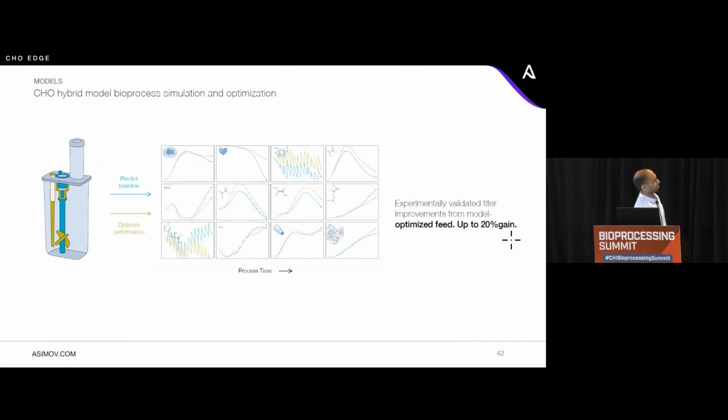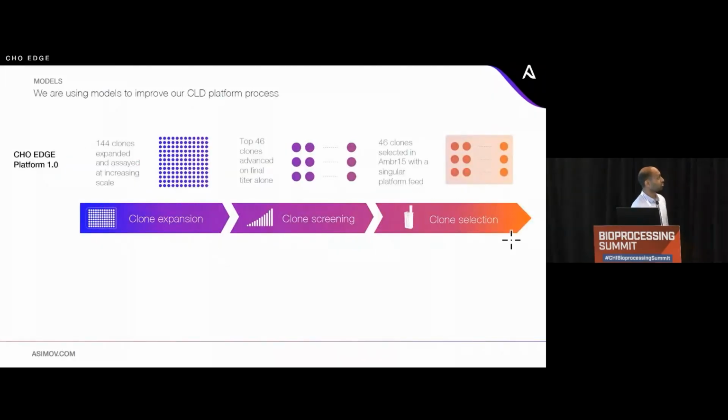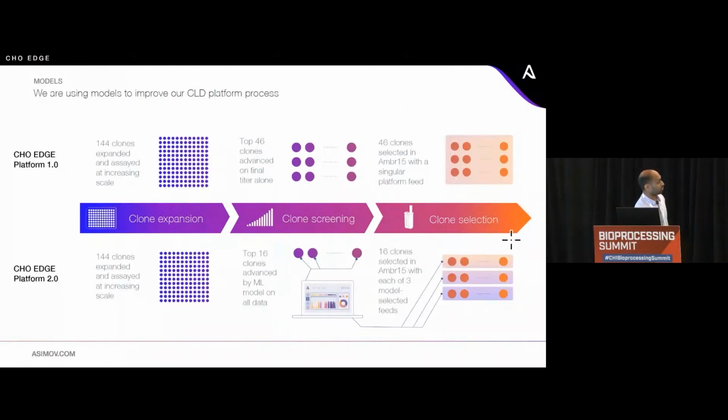But it doesn't just end there, right? You can imagine using this on a clone specific basis, but you also can think about using this to improve the COD platform process. So the way we think about that is, right now, our process before was to screen 144 clones. The top 48 advance to an amber, and then they're run in a 48-way amber with a singular platform feed. We've developed some cool algorithms where we can, at the 144 clone stage, sample, kind of identify which ones we think will be the winners. So whittle the 48 down to 16.